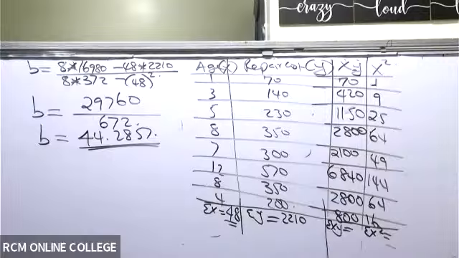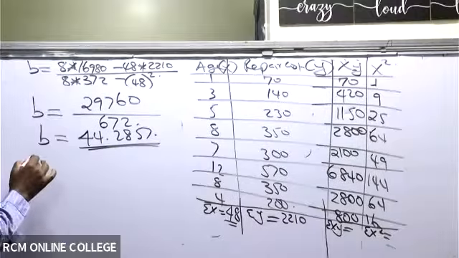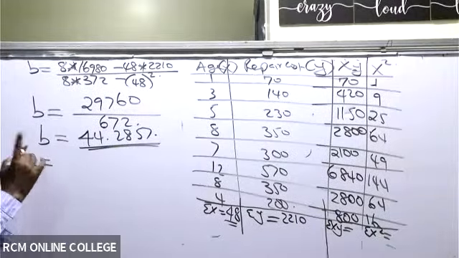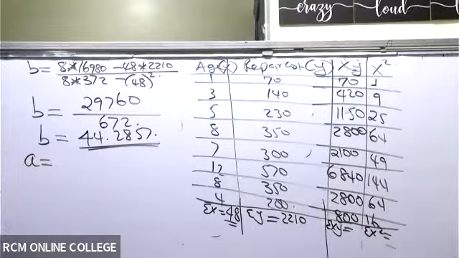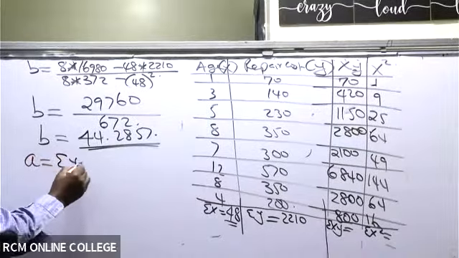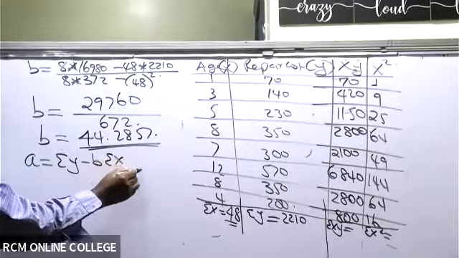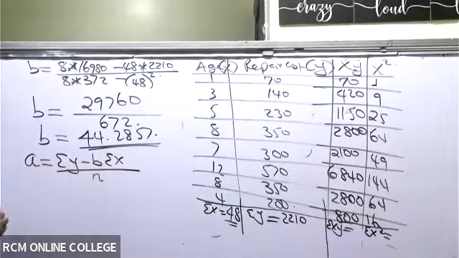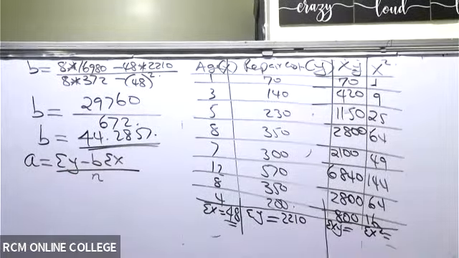And once you now get the value of B, getting A is as easy as a walk in the park. When I'm walking in the park, that is the easiest thing ever to do. So to get A, we normally take summation of Y minus B, summation of X, divided by N.